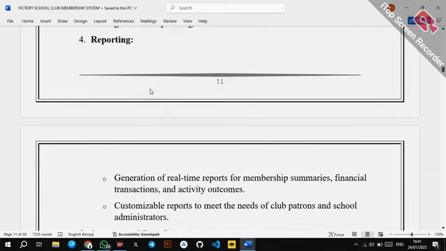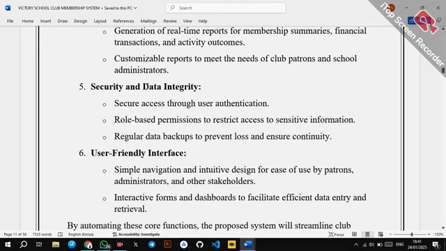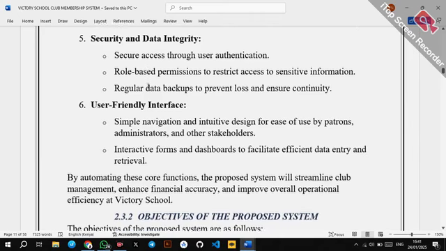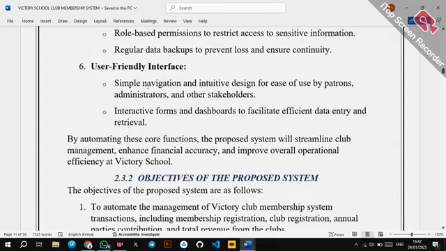Reporting, generation of real-time reports. What about the manual system? There is no real-time reports. And if you want to create real-time reports, it is very tedious. Yes. Security and data integrity. So our system is secure. What about the manual system? Papers. Are papers secure? They are not secure. Yeah, you can easily lose them. Anyone can access them. It doesn't have access control. But the proposed system has access control.